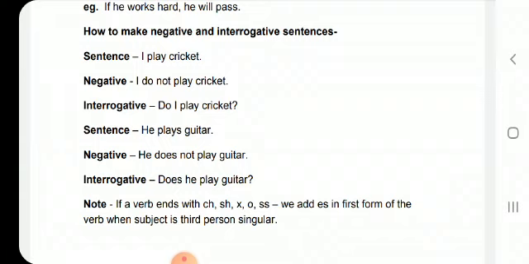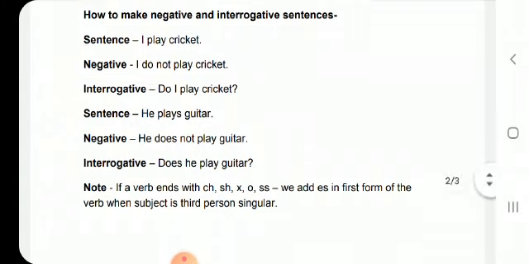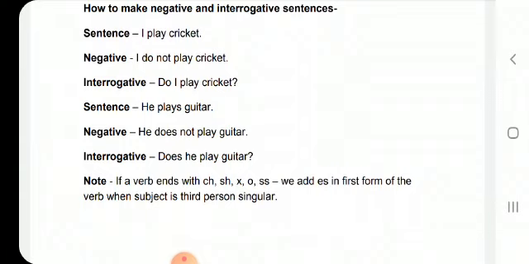Let us take the next example. He plays guitar. The negative will be he does not play guitar. So here children, with he we use does. For making negative we add not. He does not play guitar. And remember that when we make negative, the s or es in the first form of the verb gets removed. For making interrogative, we bring the helping verb before the subject. It is does. So, does he play guitar?